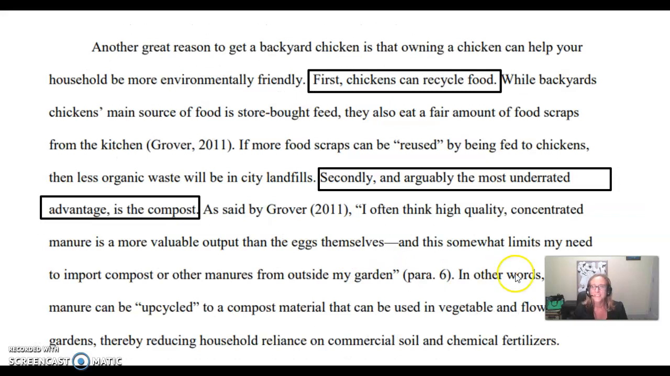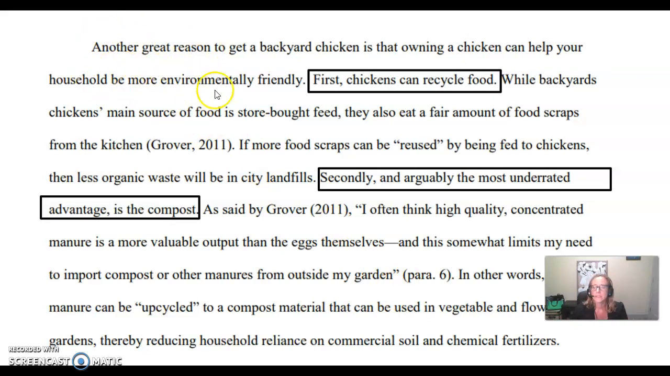There. So here's another essay for you. This is my chickens essay. And the outline for this essay is posted on Blackboard. So you can take a look at the outline and then take a look at the final essay and compare and see how the writer made those connections.